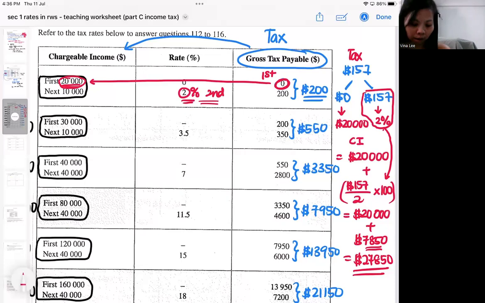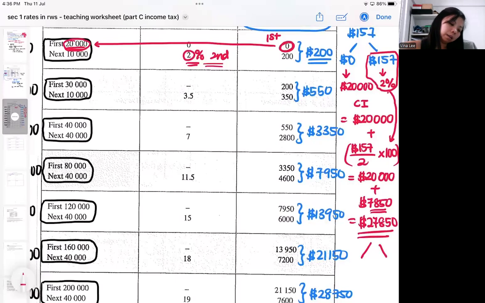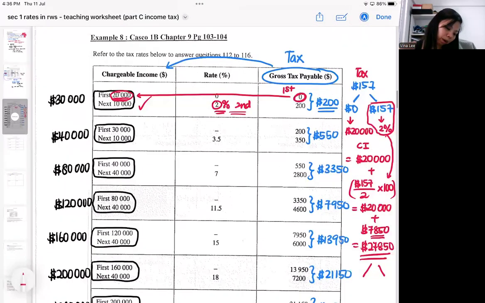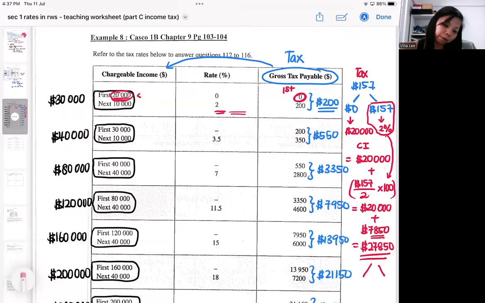If you want to, you can continue to split these two under this bracket and see whether you get back the same income tax or not. Okay, so I'm going to show you a bit more examples. So this 157 comes from the $200 basket.